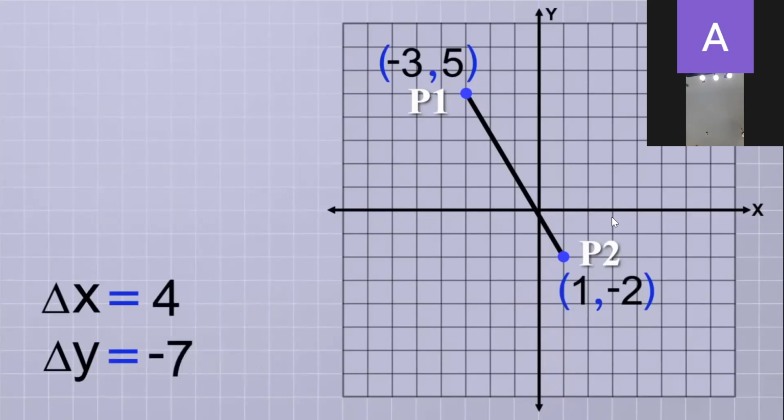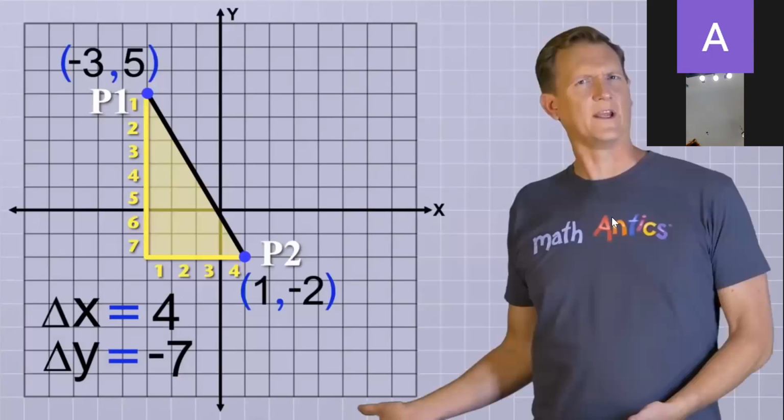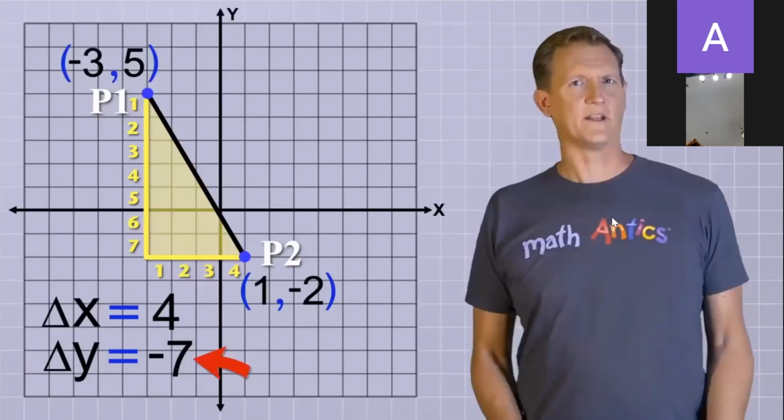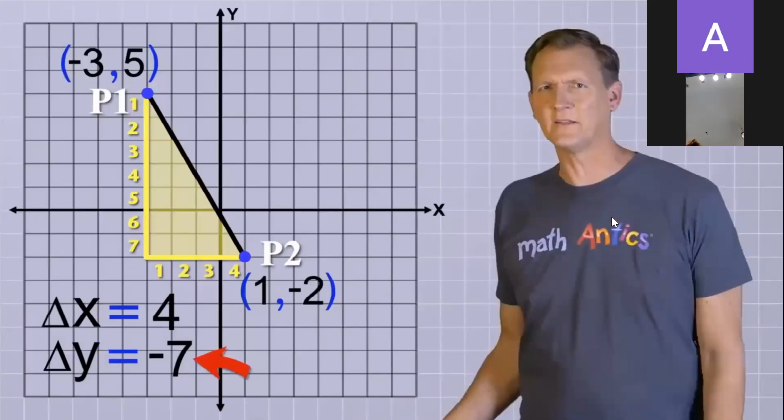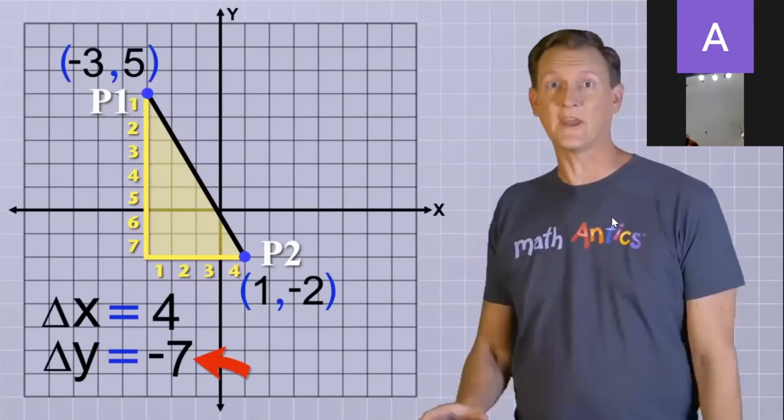Again, we see that those delta values agree with the graph and the right triangle formed by the line between the 2 points. Or do they? One of our deltas is negative, but a length can't be negative, can it? Well, no, but remember that deltas are really a difference between coordinate values, so they can be negative.